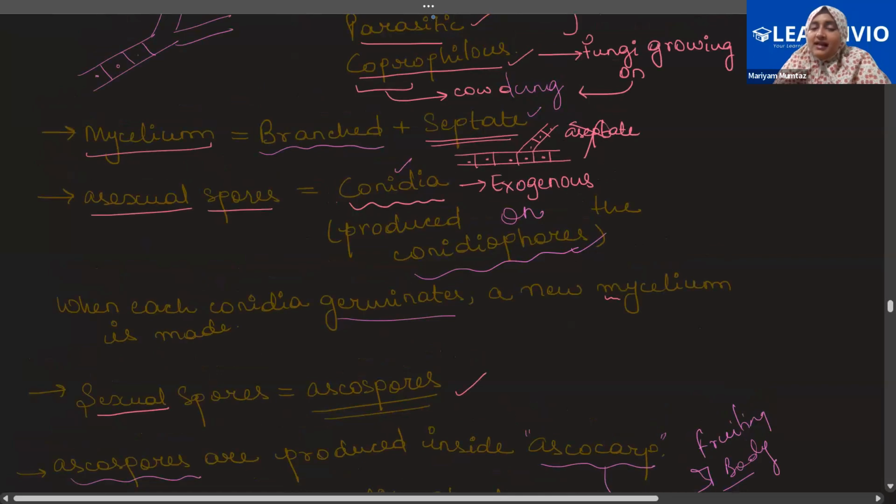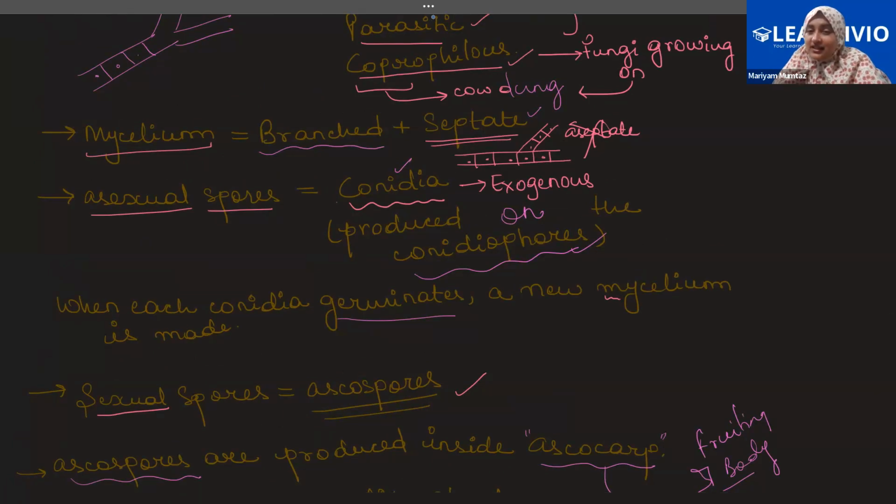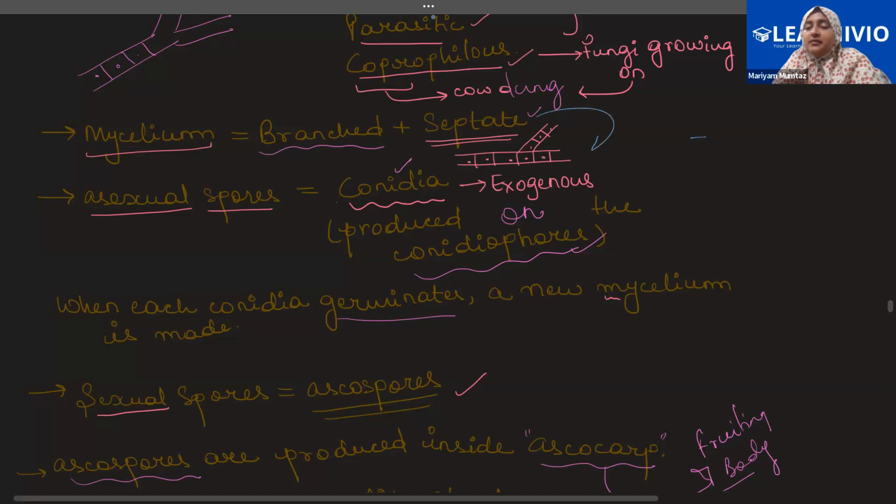Now in them, the mycelium is branched and septate. Now see, in the previous condition, we saw the aseptate mycelium, wherein the mycelium did not have any cross wall. But now if you see here, each nucleus is surrounded by a wall, isn't it? And this type of mycelium is known as septate mycelium and it is branched.